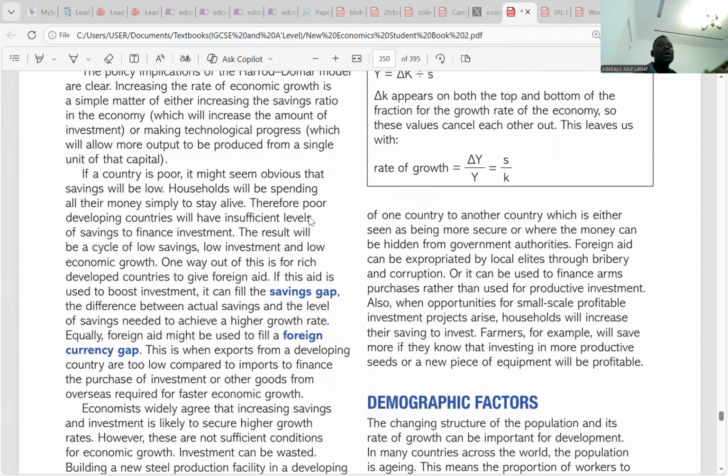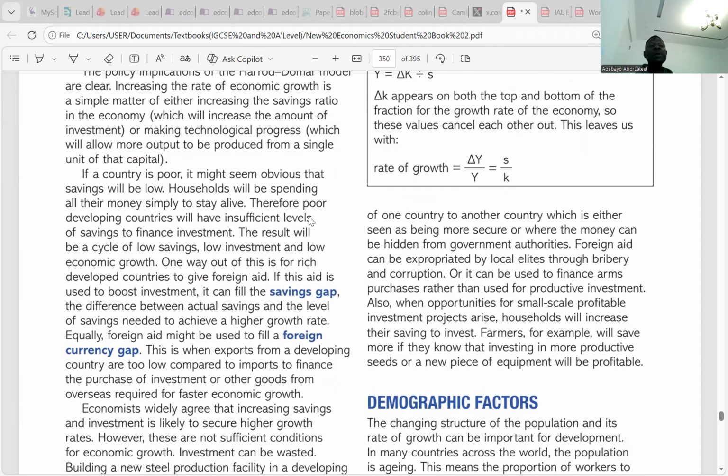That's about saving gap. Then the second factor is foreign currency gap. For foreign currency gap, this is when exports from a developing country are too low compared to imports to finance the purchase of investment or other goods from overseas required for faster economic growth. So if imports are exceeding exports in an economy, that means there's a foreign currency gap. You have to do more exports to attain more revenue.